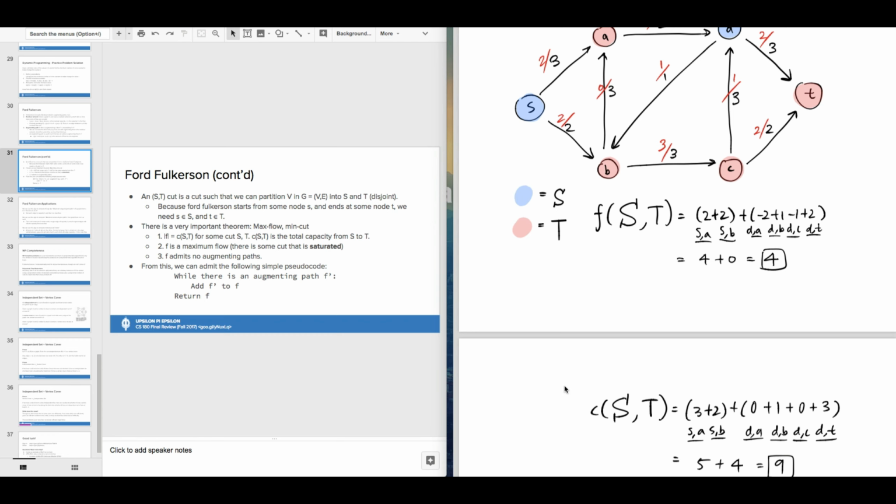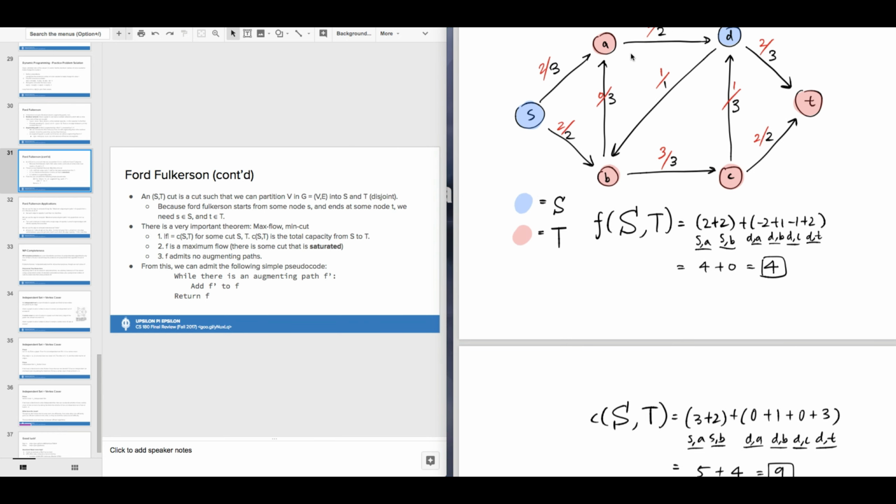So we want to find the minimum cut because our C is the upper bound of the possible flow we can possibly send throughout the graph. Therefore, we are trying to find the minimum cut. The minimum cut, as you can see, is not this set.